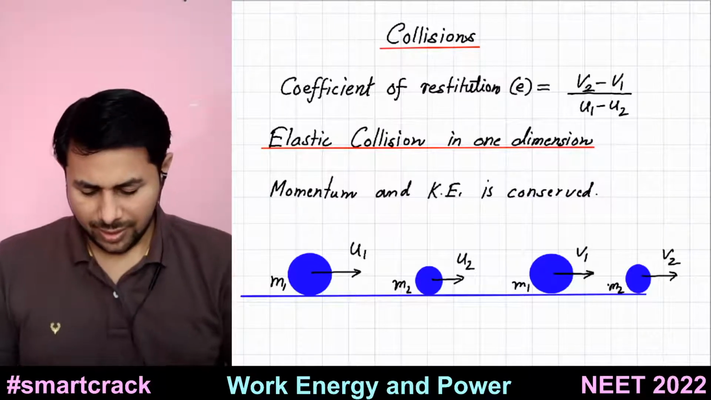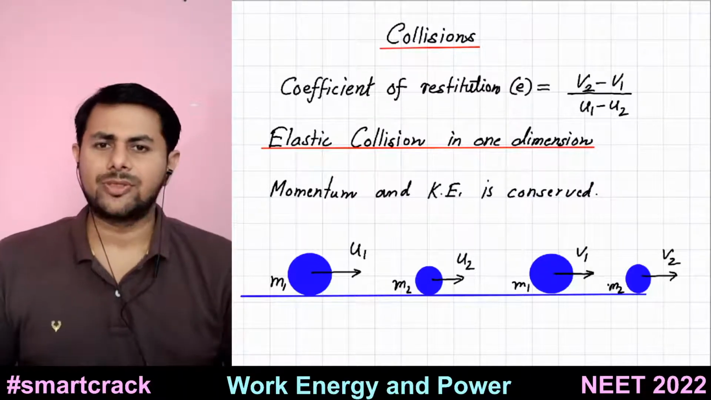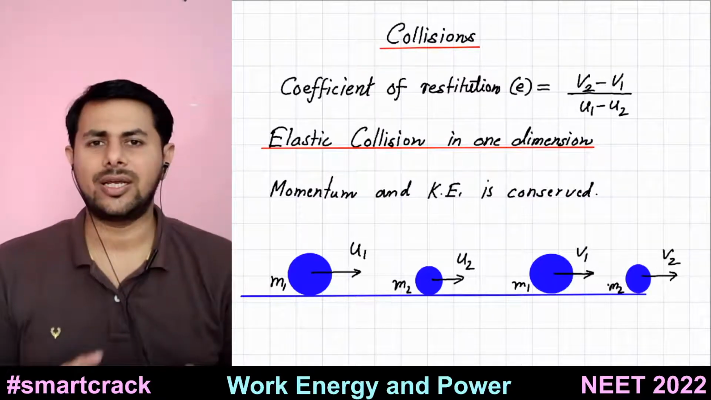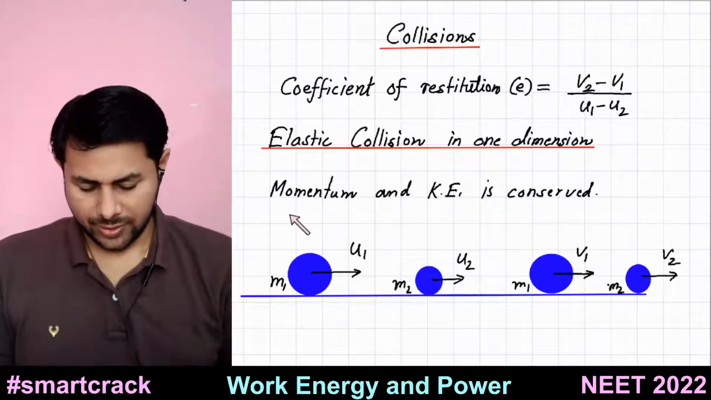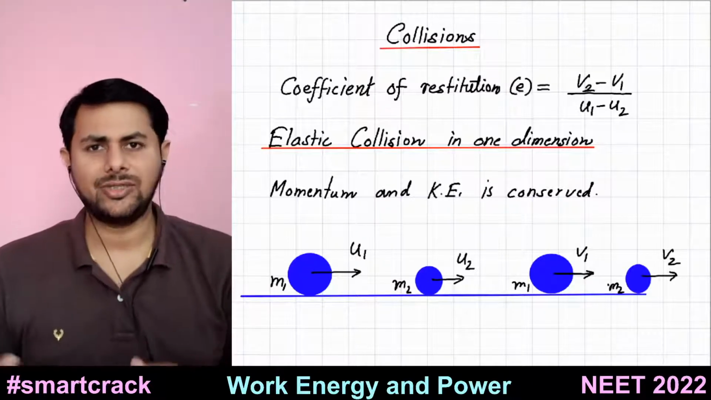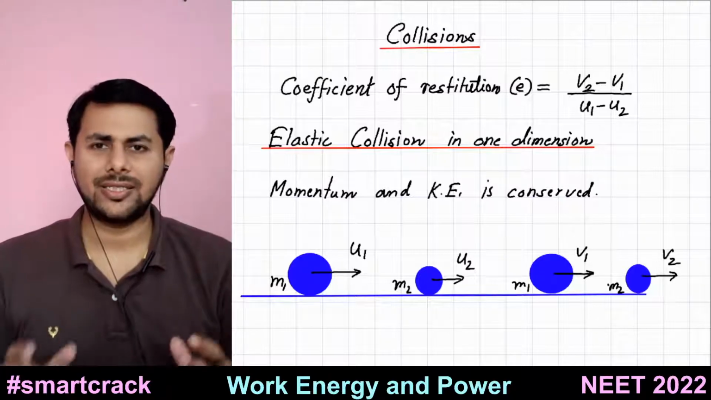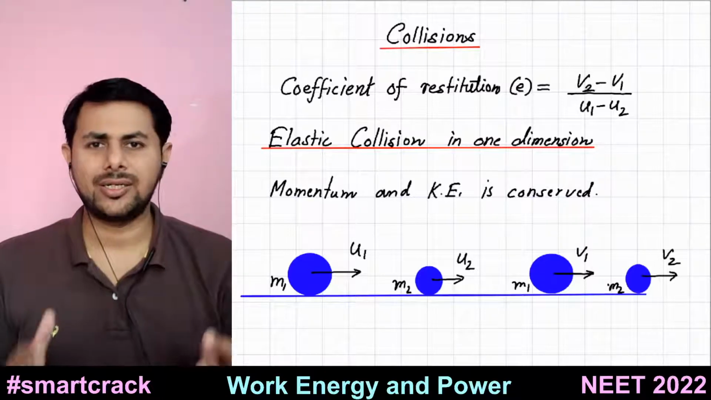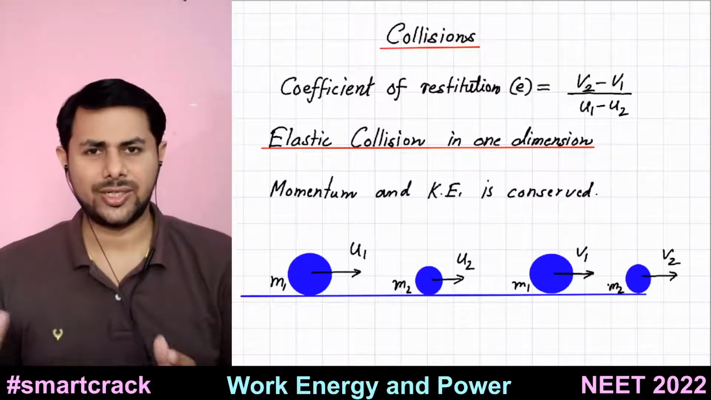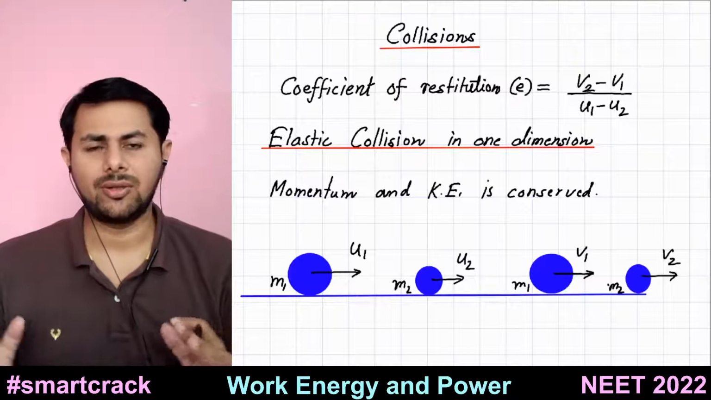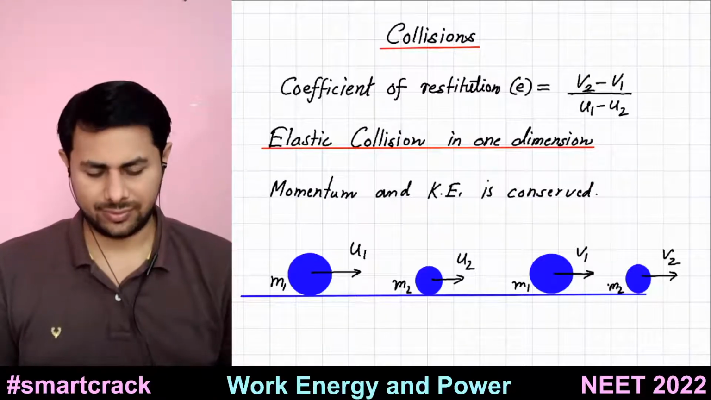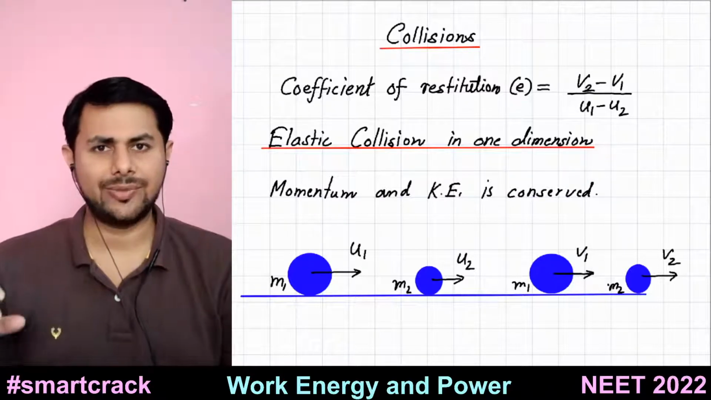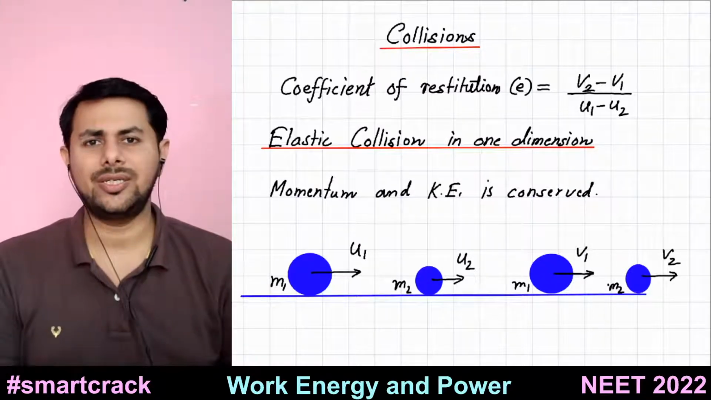Now there are two types of collisions. First one is known as the elastic collision and the second one is known as inelastic collision. What is elastic collision? In case of elastic collision, the momentum as well as the kinetic energy of the system of two bodies or n number of bodies remains conserved. The two quantities that remain conserved are the momentum and the kinetic energy. And in case of inelastic collision, momentum will still be conserved, but kinetic energy will not be conserved.